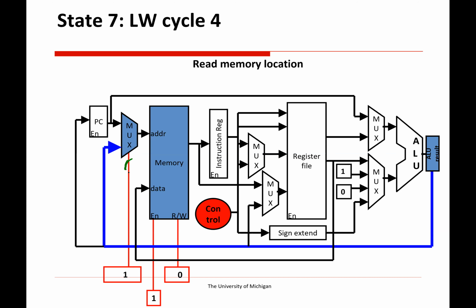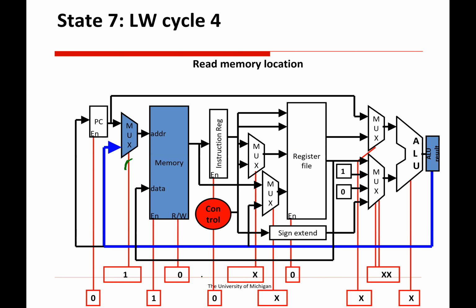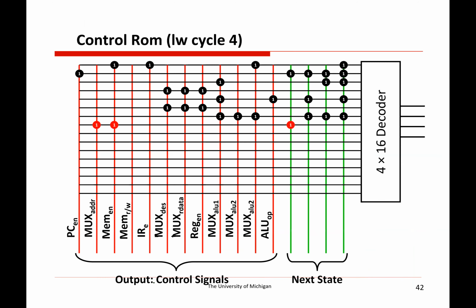And then we're reading from it, loads read from memory. So we'll set read write to 0 to mean load. Not updating the register file yet, not updating the instruction register, not updating the PC. So all those are 0. And as always, all the other muxes we're not using, so we can just set those to whatever. So we only have 2 ones here. So we'll set the control ROM for those 2 bits to be 1, and then the next state is 5.